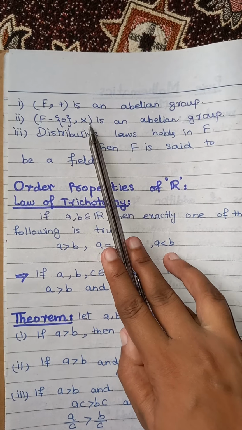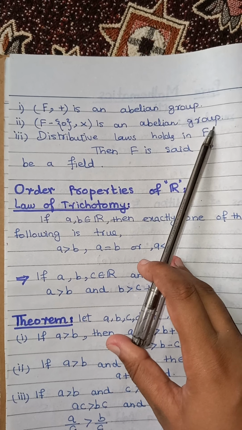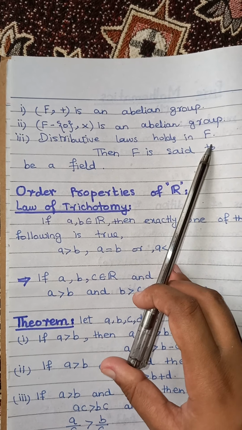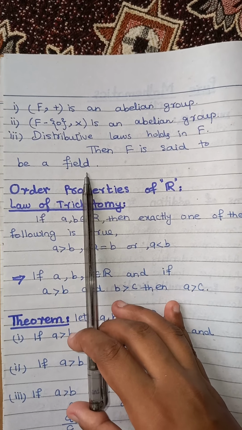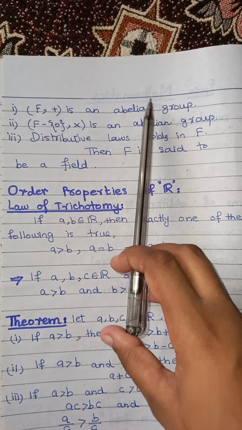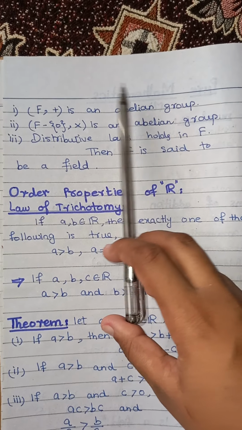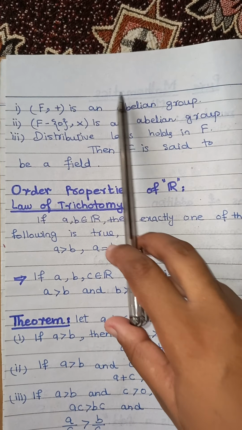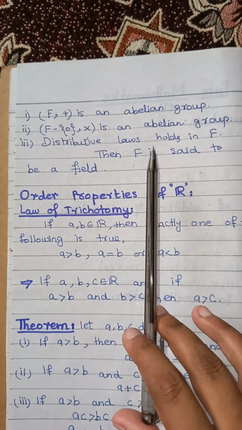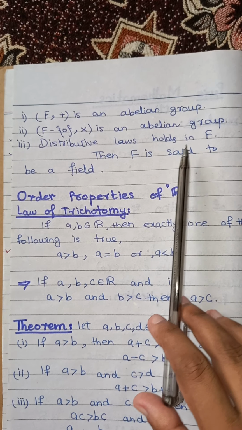And F minus 0 under multiplication is also an abelian group, and if the distributive laws hold in F, then F is said to be a field. If we apply all these axioms on the set of real numbers, then all these axioms hold. That's why the set of real numbers forms a field.